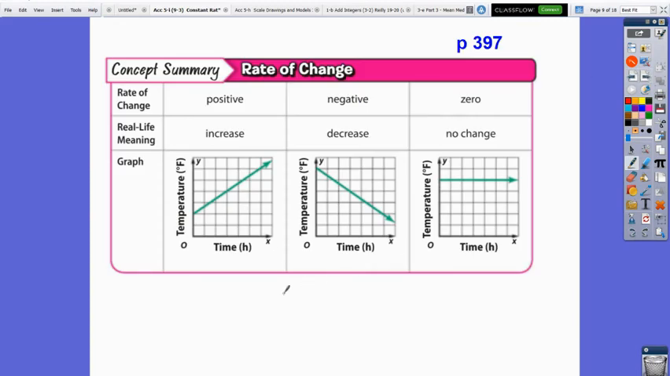One final thing to talk about on rate of change. Rate of change can be positive, meaning as the x value goes up, the y value also goes up. Okay, and your graph would go up as you go from left to right. Or it could be a negative rate of change, meaning as the x value goes up, in this case, as time goes up, the temperature goes down. Or maybe the y value doesn't change at all. In that case, it has a 0 rate of change. As time goes on here, the temperature stays the same. The rate of change is 0.